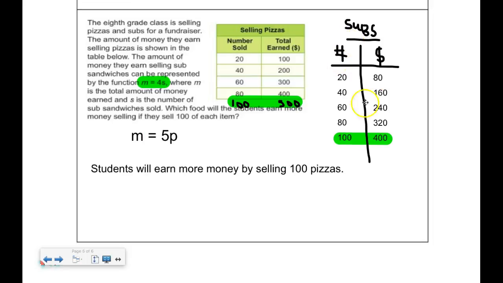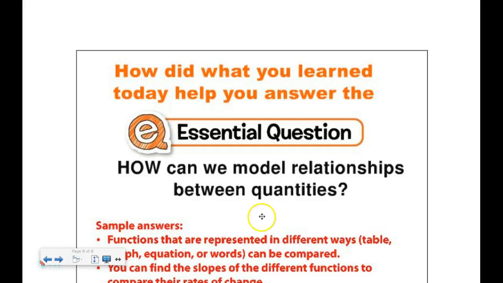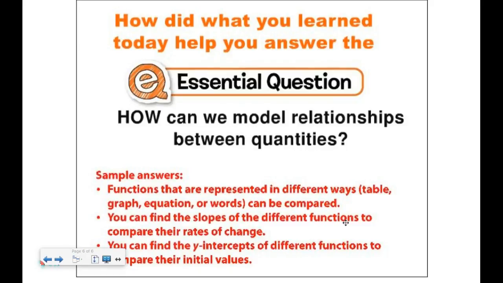Or make a table with the subs 20, 40, 60, 80, 100 so that you're comparing the same amount of stuff, and then times 4, times 4, times 4, times 4, times 4 gives you the amount earned, and obviously $500 earned is better than $400 earned. So either way you look at it, students will earn more money by selling 100 pizzas. Okay? Again, if you have questions with that, play it back again, ask me if you need help, otherwise we're moving on.